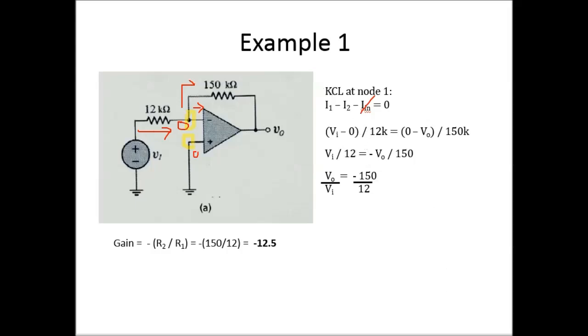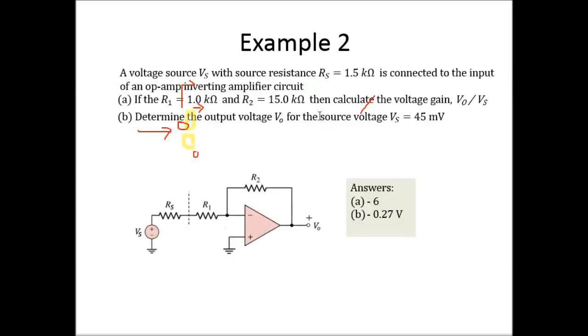Next is another example, and this is a bit tricky, but once you get the hang of it, you will know what to do. A voltage source with source resistance Rs is connected to the input of an op-amp inverting amplifier circuit. R1 is 1 kilo ohm, R2 is 15 kilo ohm. Calculate the voltage V out over Vs, and calculate the output voltage for the source voltage Vs of 45 millivolt.